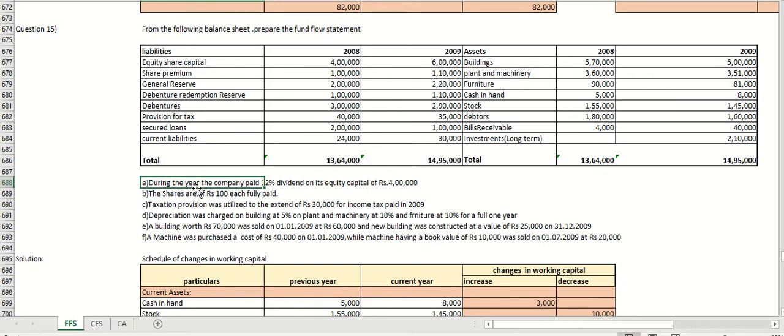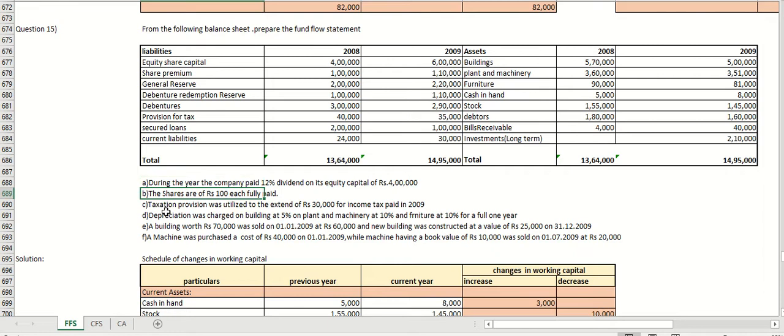share capital of rupees 4 lakhs. If you see, the equity share capital is 4 lakhs. So 4 lakh into 12% gives you 48,000. So 48,000 is nothing but your dividend paid, which will be taken up in your profit and loss adjustment account as dividend paid 48,000, and in your fund flow statement as application of funds, because it is an outflow of funds. So this is your first adjustment.